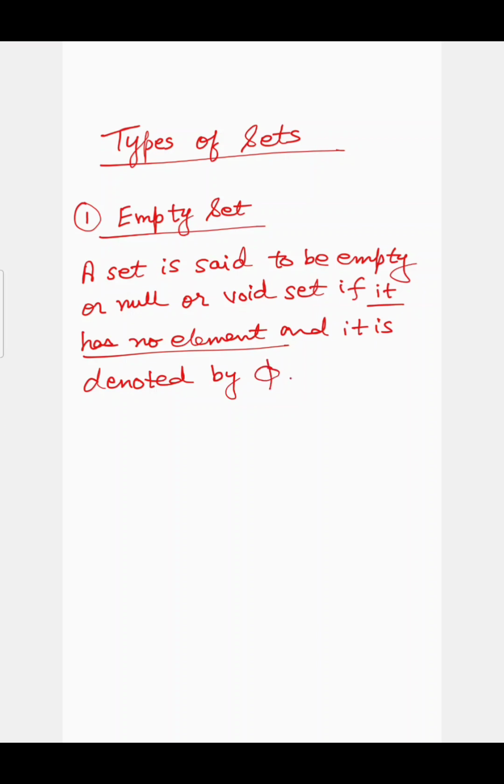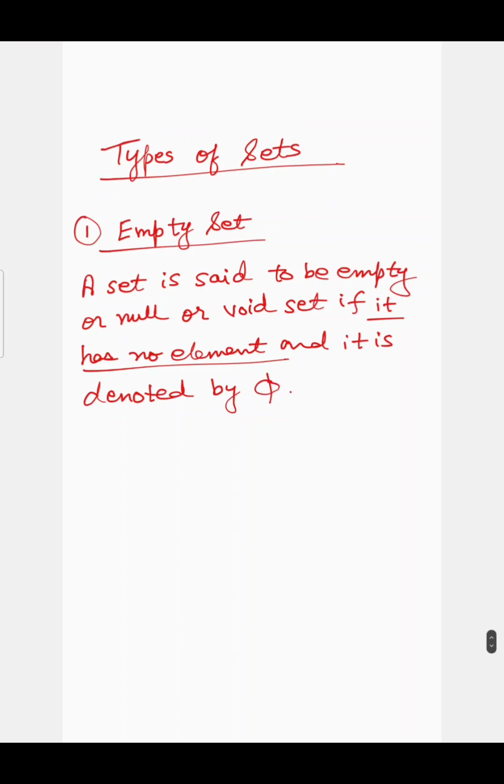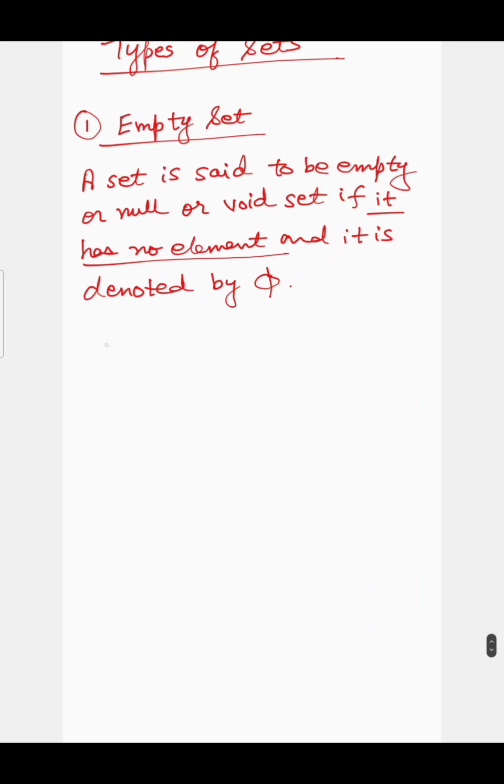So इसको हम डिनोट कैसे करते हैं? फाई से. ठीक है. एम्प्टी सेट को हम डिनोट कैसे करते हैं? फाई से. रोस्टर फॉर्म में हम लोग ऐसे लिखते हैं, लाइक दिस, 2 curly brackets. This is in roster form.